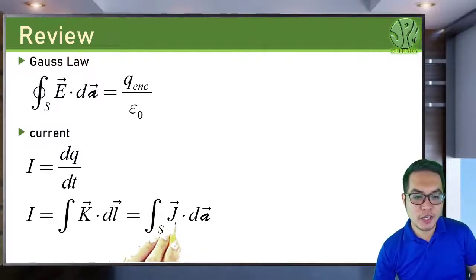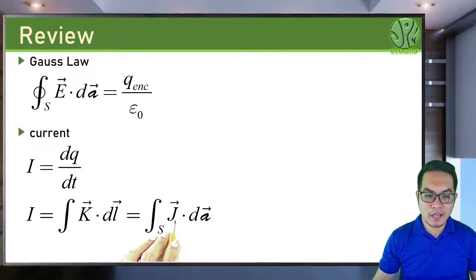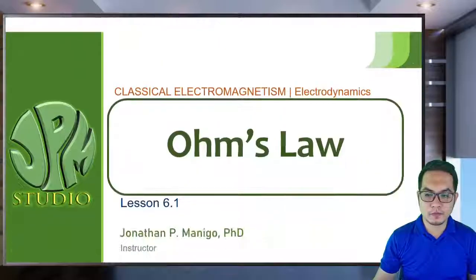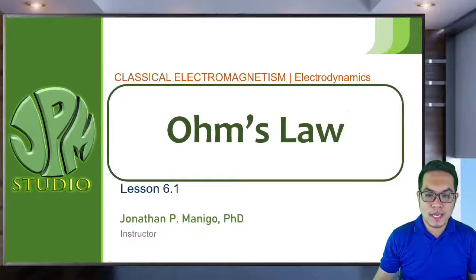And if you're given the volume current density J, then you can get the current by integrating J dot dA. So, by the way, these are surface integrals. For our first lesson, we will discuss, maybe in depth, because you have already discussed this in your basic electromagnetism, one of the more familiar and famous laws in electrodynamics called Ohm's law.